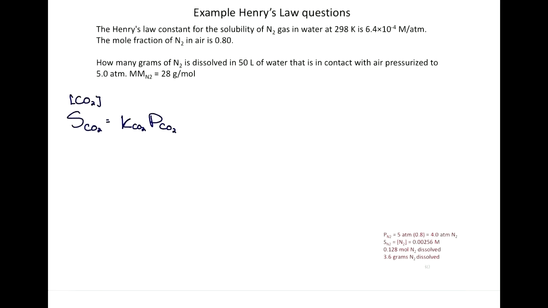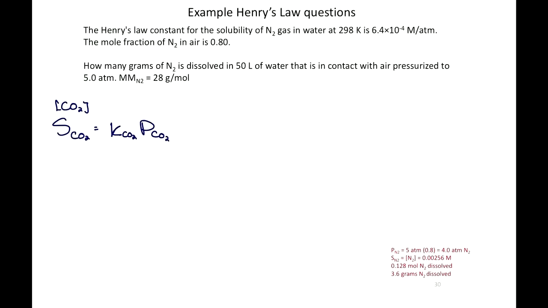So let's do this last one. We got five minutes, right? Yes, okay. We have Henry's Law constant for, we're doing nitrogen again. Yeah, this should say nitrogen, sorry. We're still using this equation, but we're doing it for nitrogen. So I'm giving you Henry's Law constant for nitrogen and the mole fraction of nitrogen in air. It's 80% nitrogen in air, all right? I'm asking you, how many grams of nitrogen is dissolved in 50 liters of water that is in contact with air pressurized to 5 atmospheres?